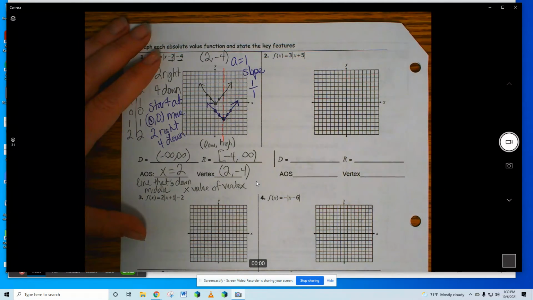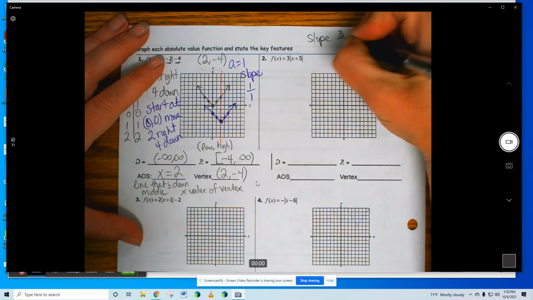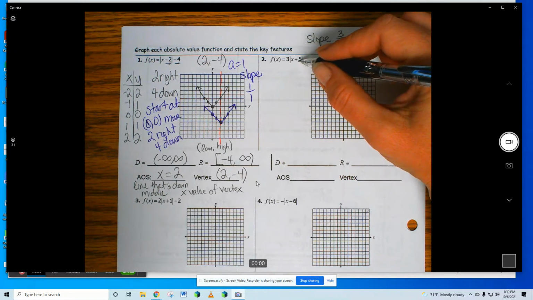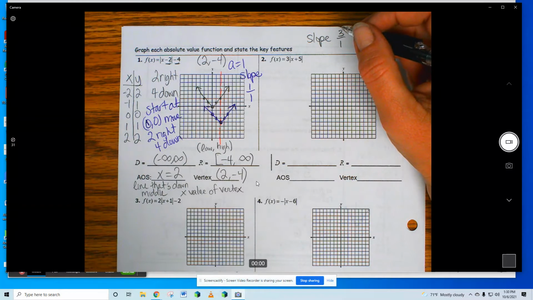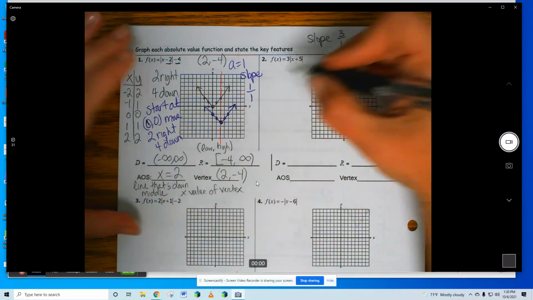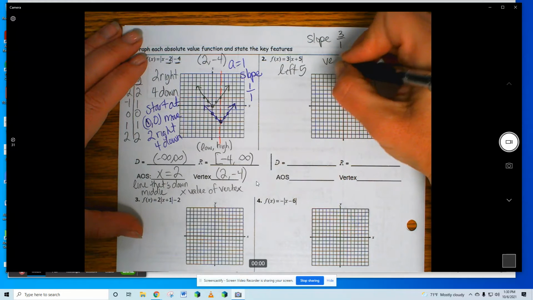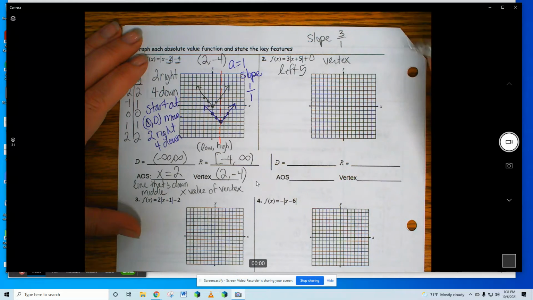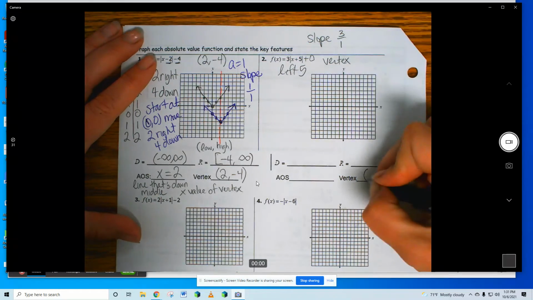Okay. Number 2, my slope is 3/1. So from my vertex, I'm going to rise 3 and run 1. This 5 means what? Someone from table 7, not you. What does this 5 mean? Left 5. My vertex is -5, 0.